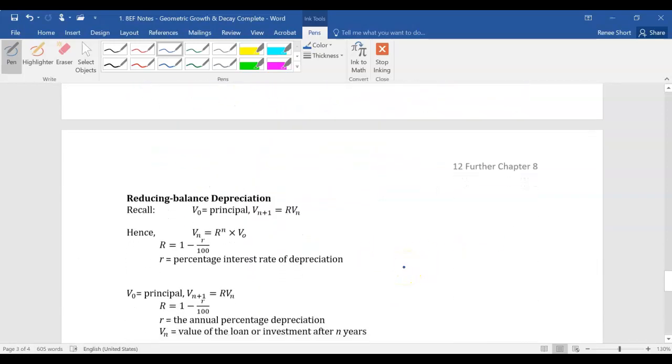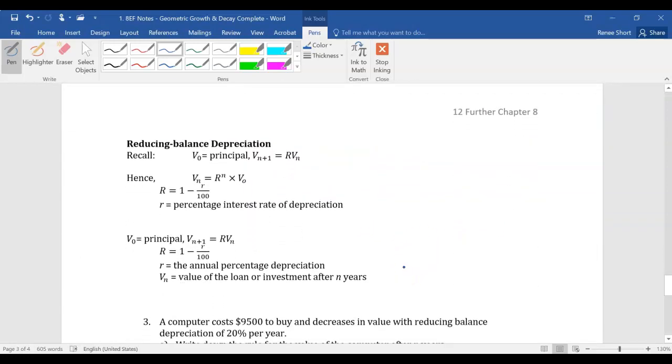Now, if I scroll on down and do this in terms of reducing balance depreciation, recall from last time, I still had that same rule as compound interest, but the R came from subtracting the rate away. And so I actually still have the exact same rule for depreciation as well, where it's R to the power of n times V0. But remember, in this case, my R value is going to be between 0 and 1 because I'm subtracting a rate away.